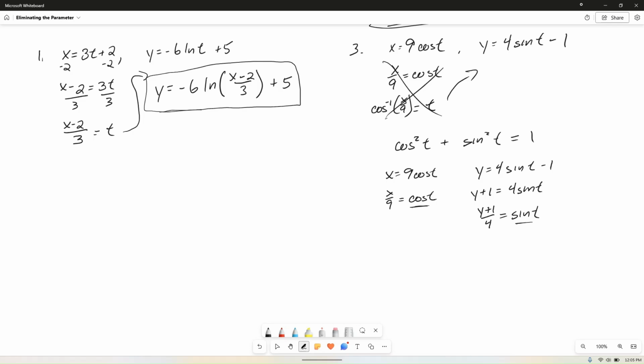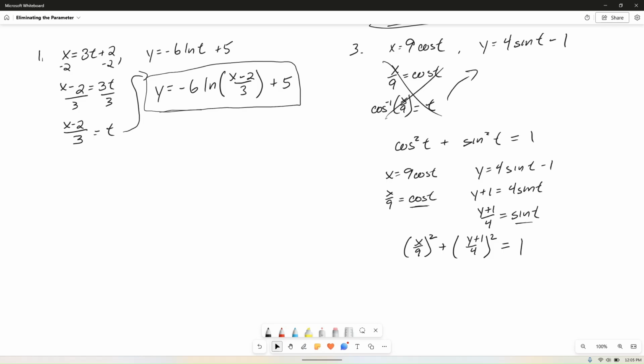So the Pythagorean identity says we have cosine squared. Well, cosine is x over 9. So that means I'm going to have x over 9, that fraction squared, plus sine squared. Well, sine is the same thing as y plus 1 over 4. So I'm going to have that fraction, y plus 1 over 4, the whole fraction, squared. And I know that because of the identity, the sum of all of that has to equal 1. And I can leave it there.